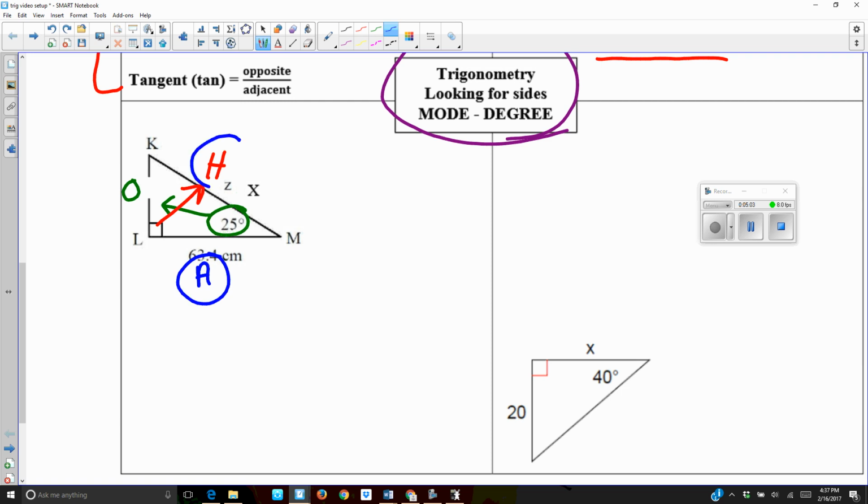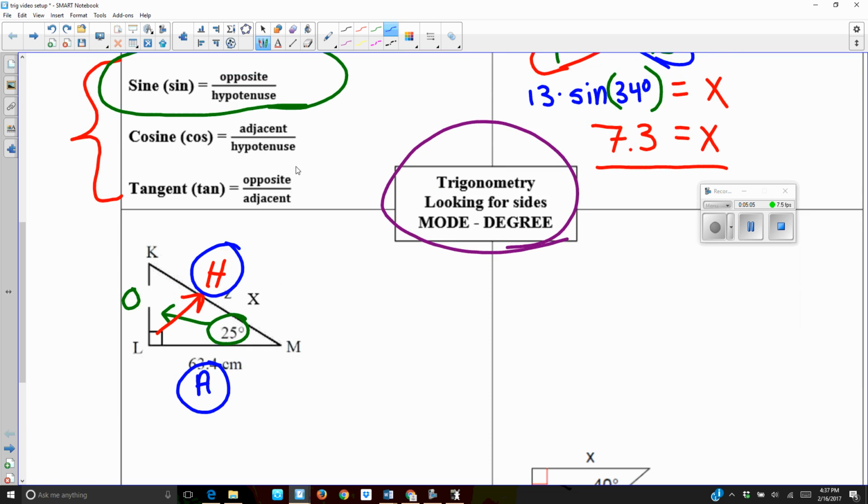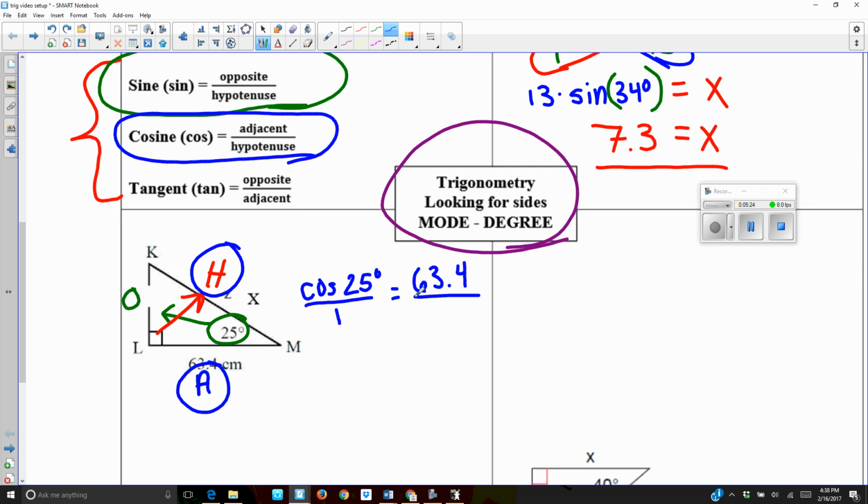So A and H. Look back up here at the top. This means for this problem we're going to use the cosine trig function. You're going to take the cosine of 25 degrees, put it over 1, and set it equal to the adjacent side, 63.4, over the hypotenuse side. Call it whatever variable you like, z.